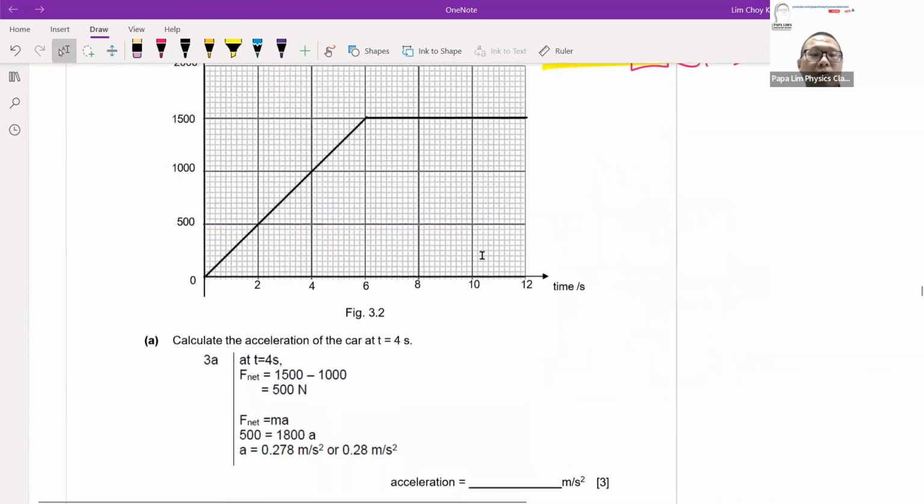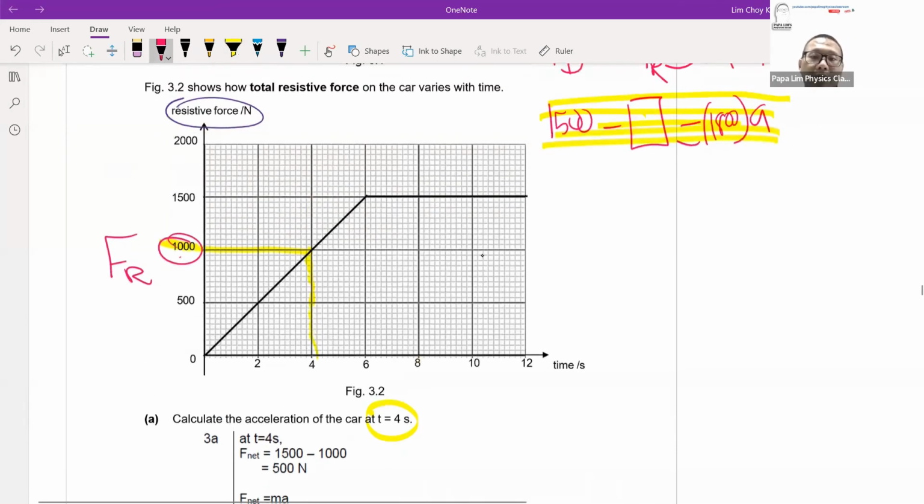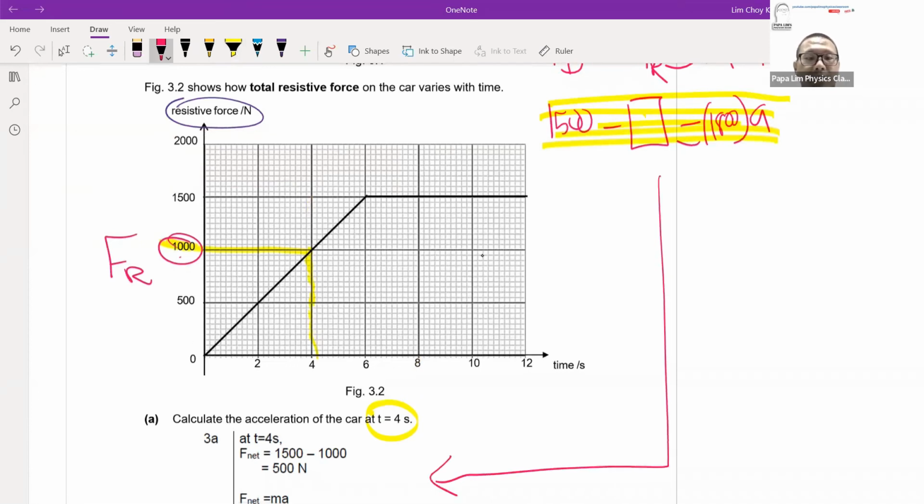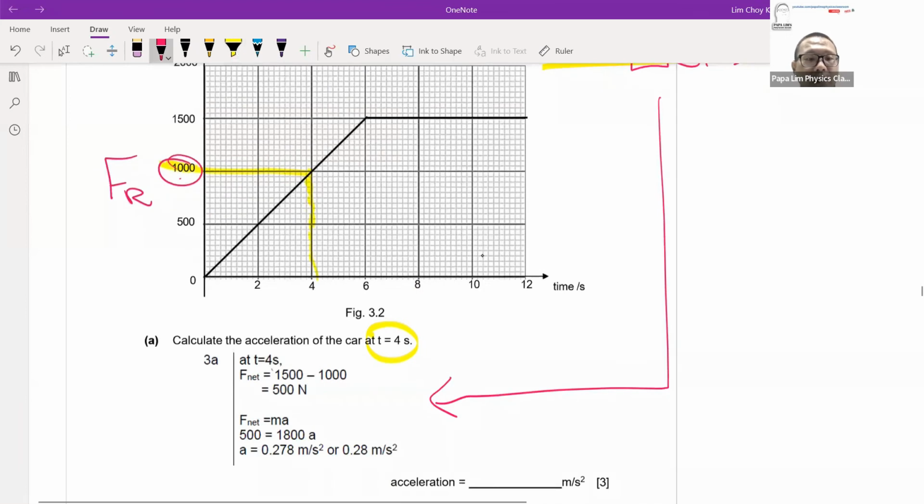Now, based on the question, what is the acceleration on the graph at 4 seconds? At 4 seconds, the resistive force, Fr, is 1,000 Newton. So if you look at these equations, the resultant force is 1,500 minus 1,000. You get 500. After that, you substitute inside the equation, and you find the acceleration of the object to be 0.28 meter per second squared.